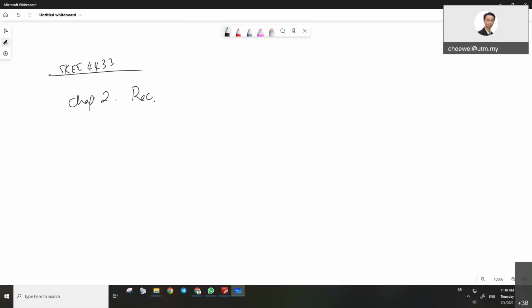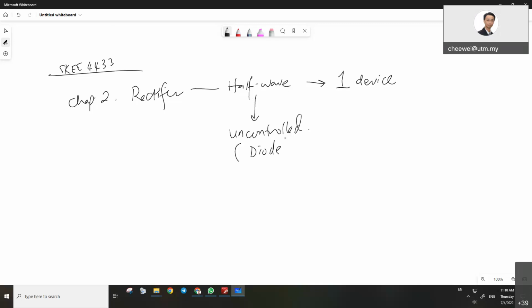The rectifier, by on the half wave. What is half wave? Half wave means you only use one device of the semiconductor. In this case, we would talk about the uncontrolled. We are taking diode as the switching device. So let's start with this one first, then later we proceed with the controlled, yeah, half wave controlled, still half wave.